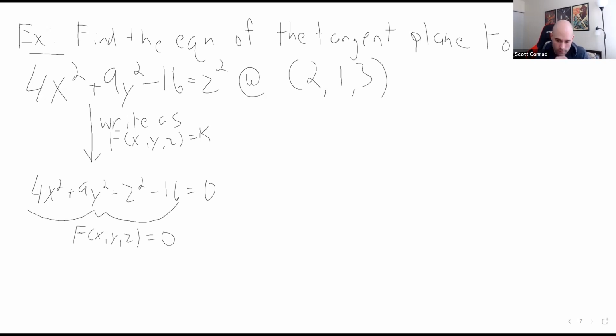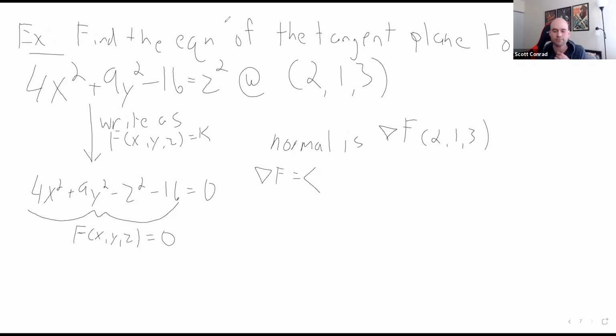Okay, so our normal is going to be the gradient of F at the point 2, 1, 3. So we need two things for the equation of a plane. We need a point and we need a normal vector. We know our point 2, 1, 3. We know our normal vector is the gradient of F. Oh, sorry, the gradient of big F. We use big F just sort of for a reason. I'll explain in a sec. At the point. So let's find the gradient of F.